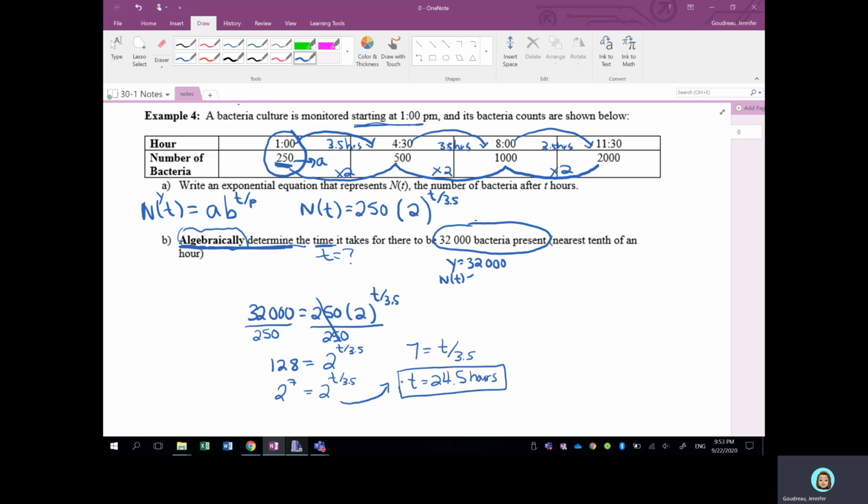Now, in this section, you won't be asked to solve algebraically unless you can get everything into the same base. So you may have to do some simplifying, but for this section, if you are told to solve algebraically, you will be able to get both sides into the same base. If you are not able to get both sides into the same base, you'll be told to solve graphically. So there's our second question. We took the information from the table, we created our exponential function, and then we solved it algebraically.